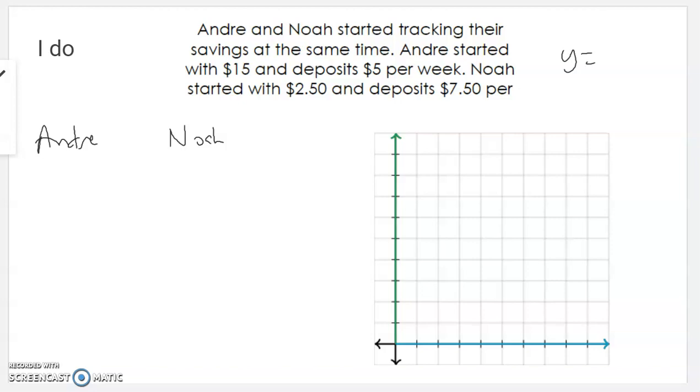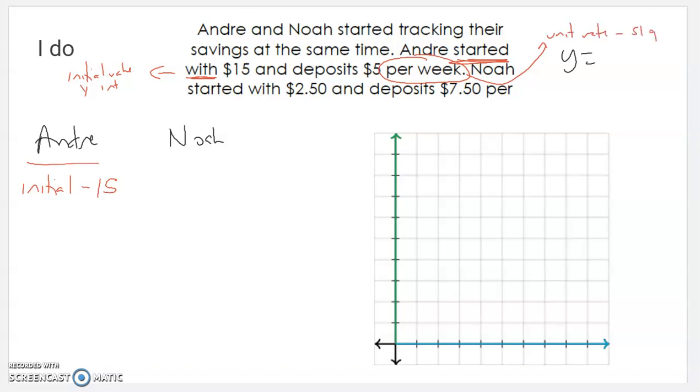Got some language in there I recognize. Starts with. That sounds to me like an initial value or a y-intercept. That's how much he starts with before any time has passed. So an initial value of 15. That's going to be my y-intercept on that graph. And deposits $5 per week. Per is unit rate language. And unit rate tells me slope or rate of change in a linear equation. So it sounds like I'm going to have a slope of 5.